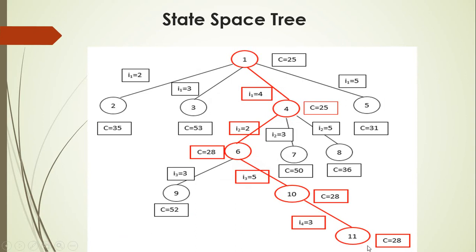So the traveling salesman will travel from 1 to 4, then 4 to 2, then 2 to 5 and 5 to 3. So this will be the path with total cost 28, and this is the upper bound for his traveling. That means his travel cost must be less than or equal to 28.